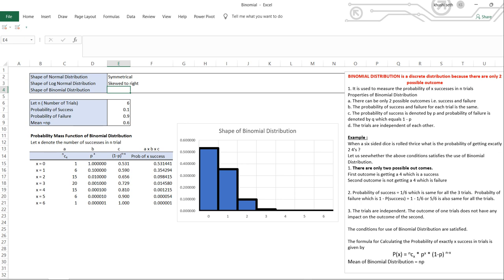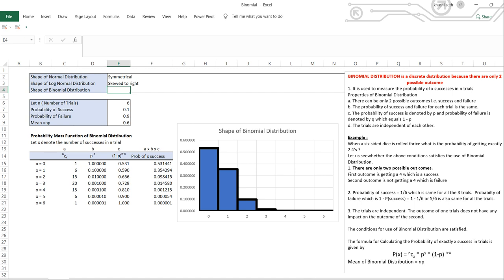Now we know that the shape of the normal distribution is symmetrical. The mean divides the normal distribution into two equal halves, that is, 50% of the area is to the right and 50% is to the left. The shape of the log normal distribution is skewed. That is, the log normal distribution is bounded by 0 and it is skewed to the right. But we know nothing yet about the shape of the binomial distribution.